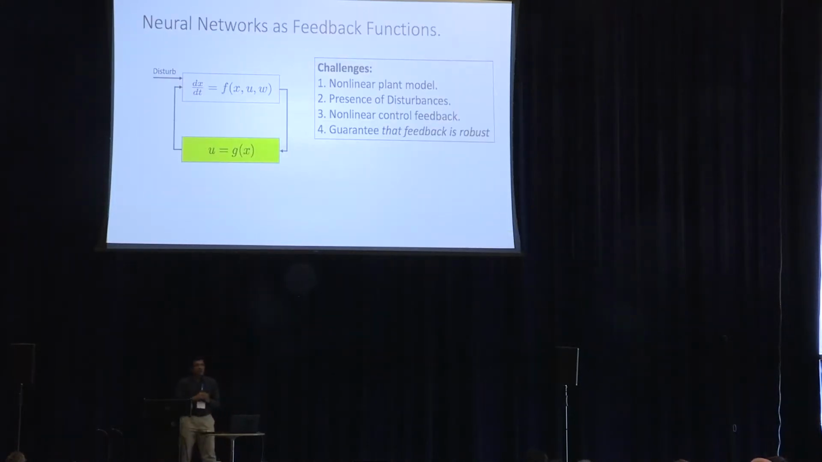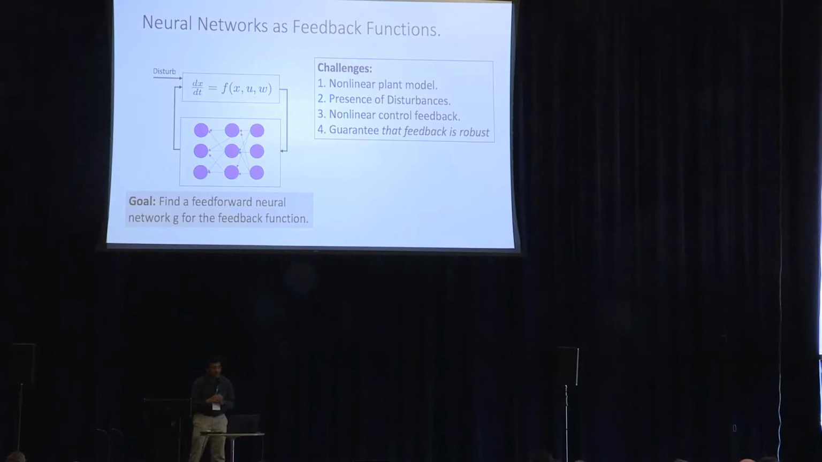So part of this is also that we are going to use neural networks to provide this feedback. So this g(x) function is going to be realized by a neural network. And the challenges are, it's a nonlinear plant model in general. It has disturbances. The disturbances do not just model wind and things like that. They can also model uncaptured dynamics of the system, which are sometimes modeled as disturbances. So typically, the control feedback has to be nonlinear. And we need to guarantee that this feedback is robust. And we are going to try to find a feed-forward neural network that implements this function g.